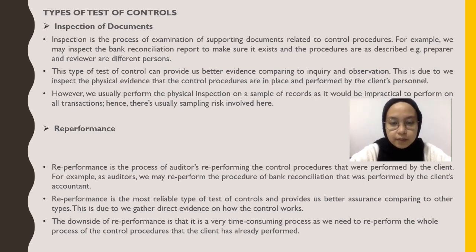This type of test of control can provide us better evidence compared to inquiry and observation. This is because we inspect the physical evidence that the control procedures are in place and performed by the client's personnel. However, we usually perform the physical inspection on a sample of records as it could be impractical to perform on all transactions. Hence, there is usually sampling risk involved here.